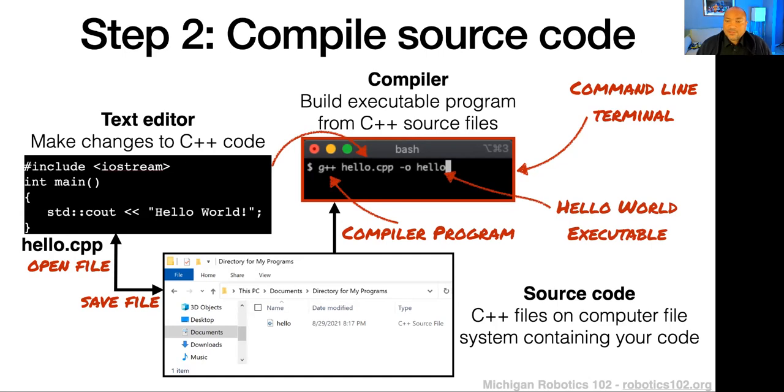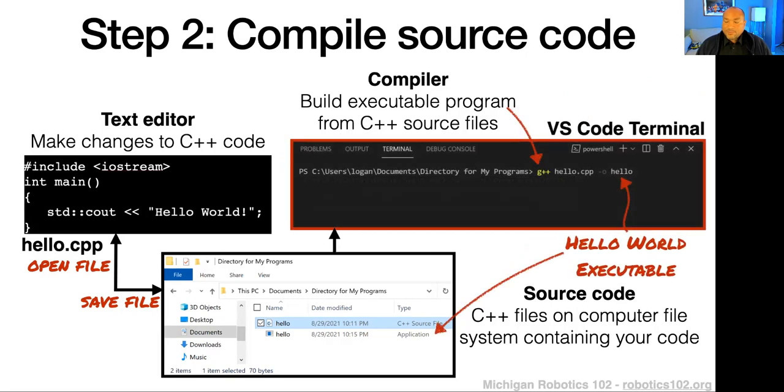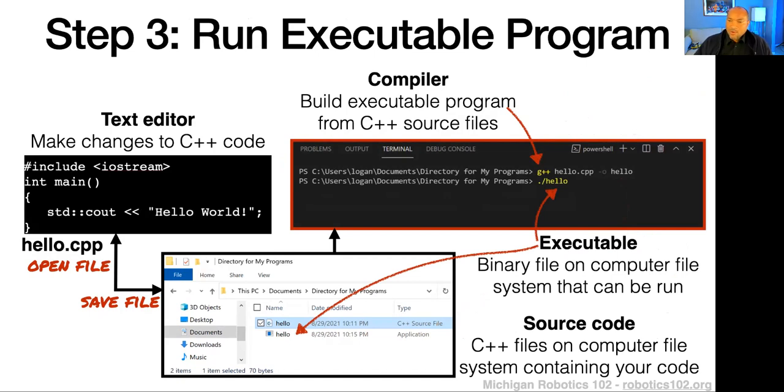So once we run this command right here, we type it in, we hit return. What we'll get in the end is an executable. So now you'll see in our file explorer, in that same directory, we'll get a file called Hello, and that's going to be an application that we can then run. VS Code, in addition to allowing us to edit source files, also has a terminal. So this is what that compile line looks like within VS Code. And once we rerun this, we can generate an executable, and that executable is going to be Hello. We can then run it.